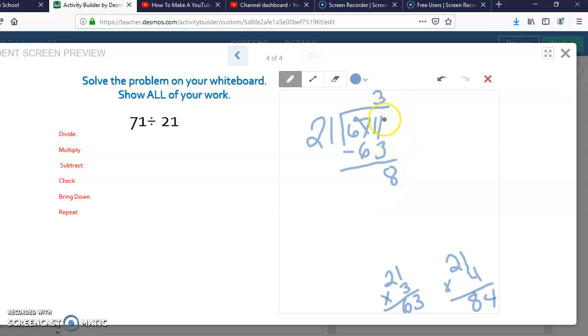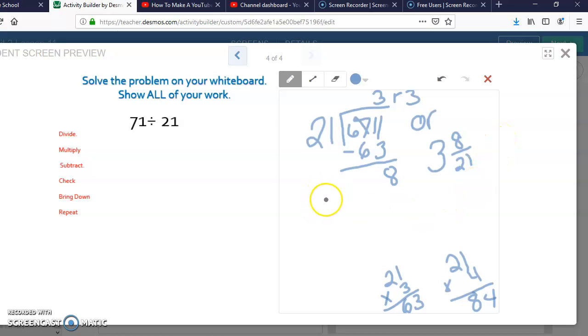Now, I check my work. 3 times 21 is 63. Did my subtraction. Bring down. I don't have anything left to bring down. Okay? And I can't repeat. So I am done with this problem. My quotient's going to be 3 with a remainder of 8, or I could write it as 3 and 8 over 21. This is the mixed number.